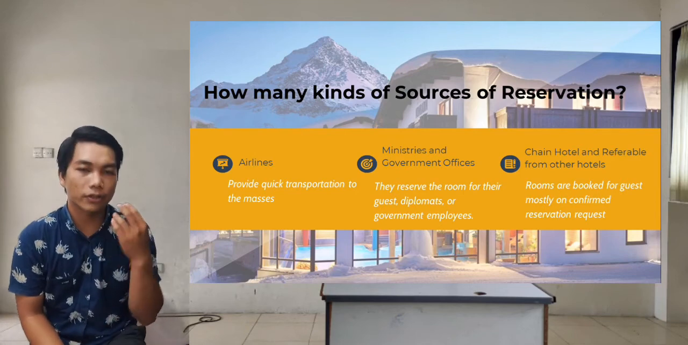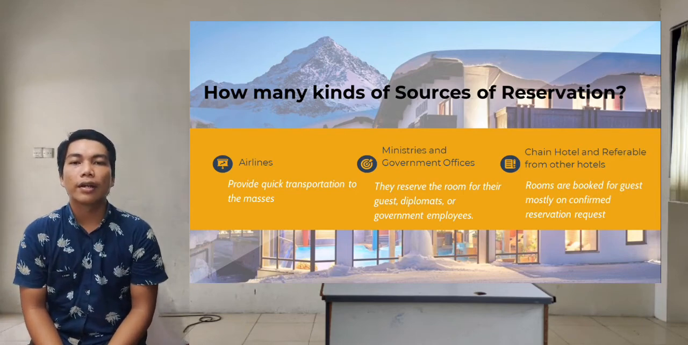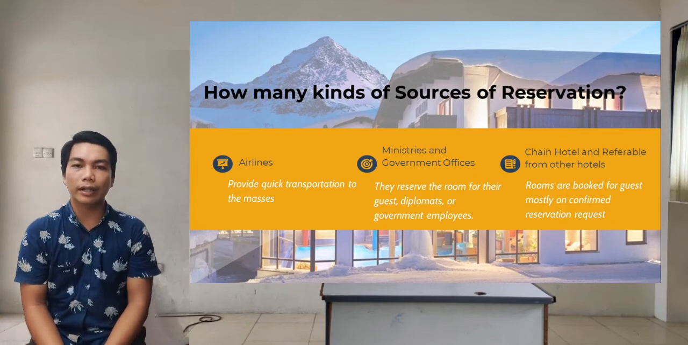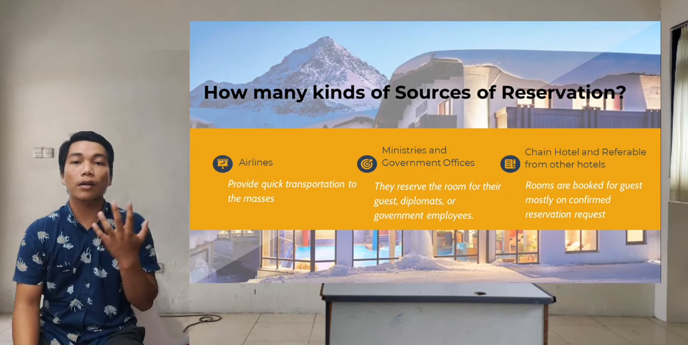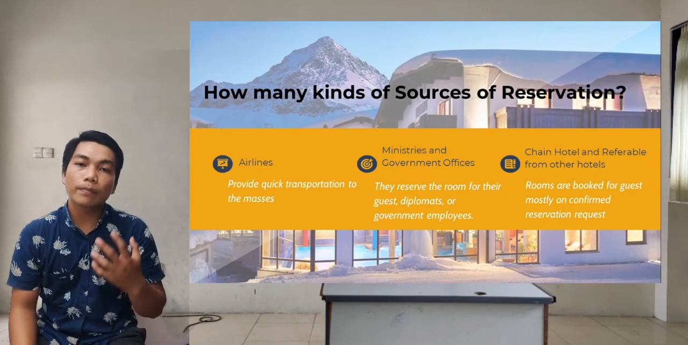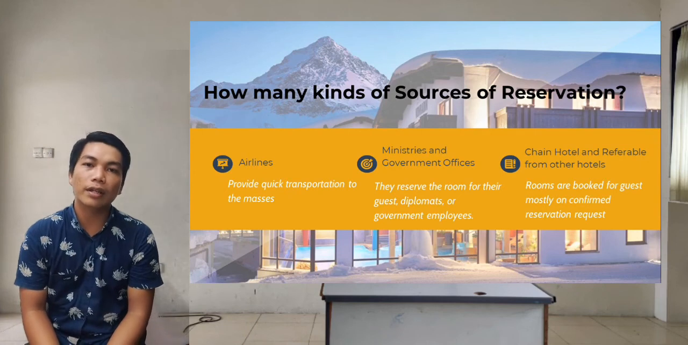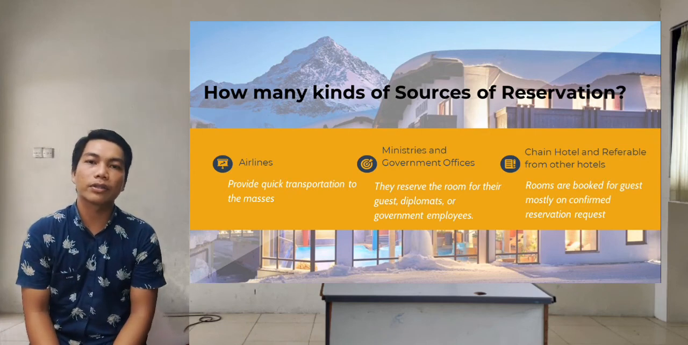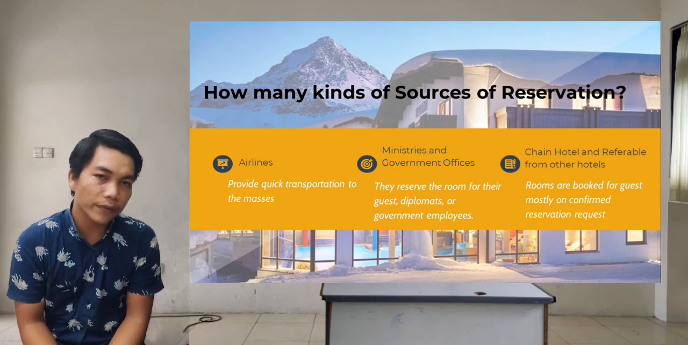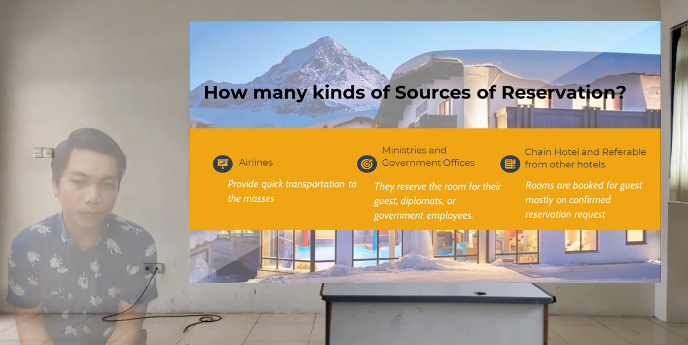That is the main objective of this group. And the last is chain hotels, referrals from other hotels. Through the channel of group hotels, rooms are booked for guests mostly on confirmed reservation requests. These guests from chain hotels or other individual hotels usually come under a guaranteed reservation.